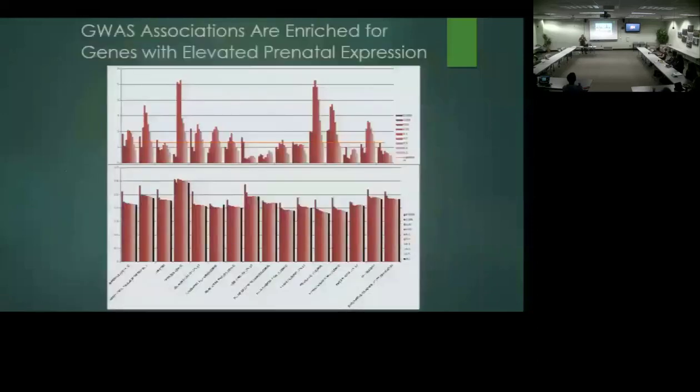We also looked, if we moved beyond the top hits and looked at more liberal p-value thresholds, at how those groups of genes were expressed across the lifespan. And what we saw was that the GWAS associations across multiple different cutoffs appeared to be enriched for genes with elevated prenatal expression, in keeping with our phenotypes, as these kids are all scanned about the first month of life. And in fact, you can see it's actually strongest for the highest p-value thresholds.